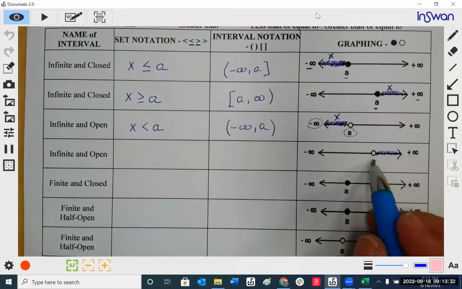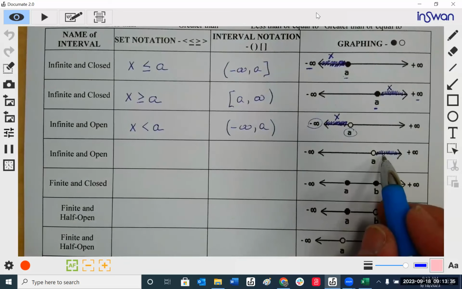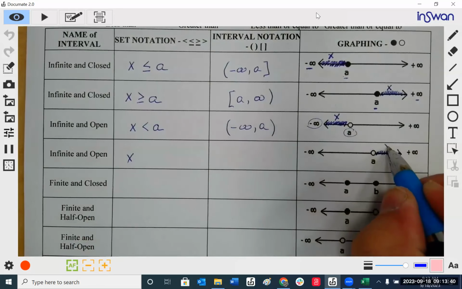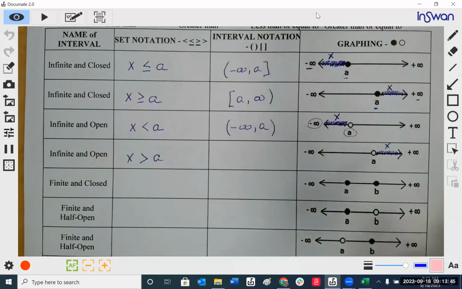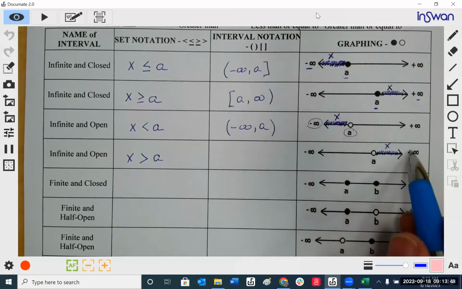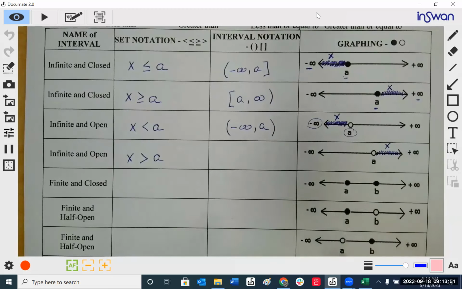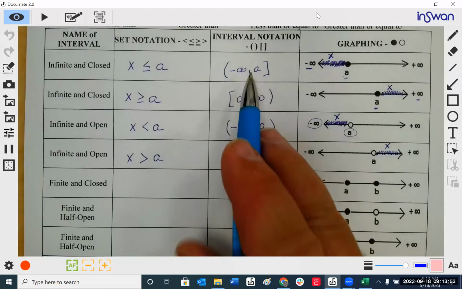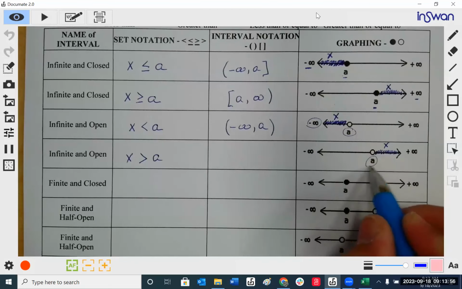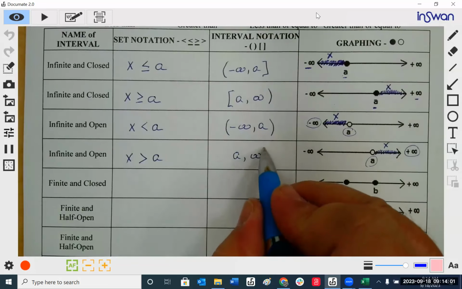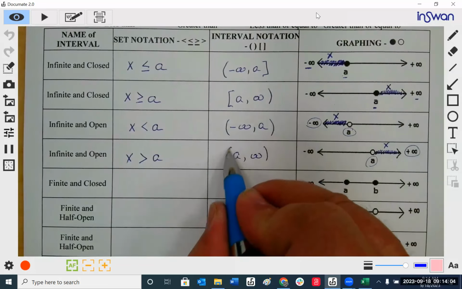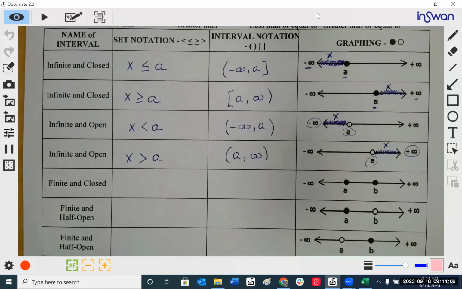And for the fourth one here, x is strictly greater than A, since it's going to the right. If it's going to the left, it's less than. If it's going to the right, it's greater than. So for the interval notation, look at the endpoints. I have A and infinity. I can never get to infinity, and since A is open, I use a parenthesis. So that's only going one direction.